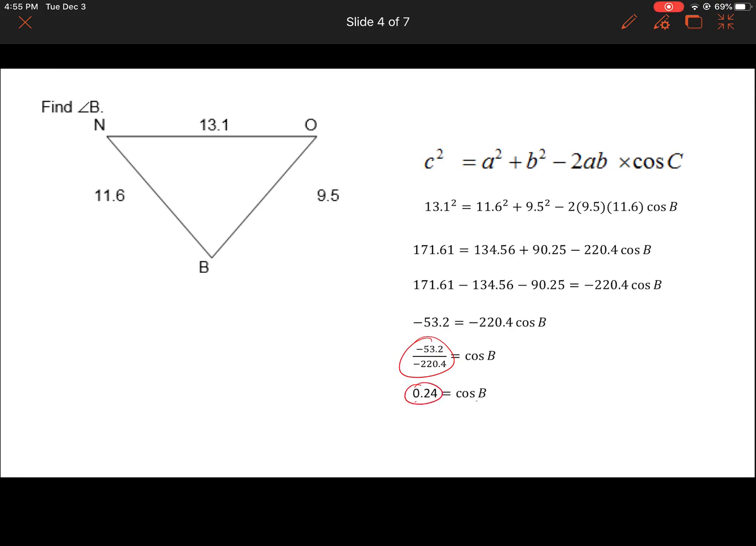Now, how do we find this angle? Well, we take the inverse cos of 0.24. What do we end up getting? B equals 76. So that equals 76 degrees. And we solved it.